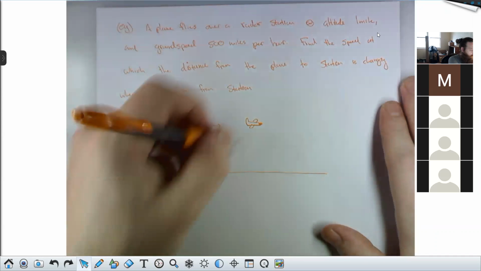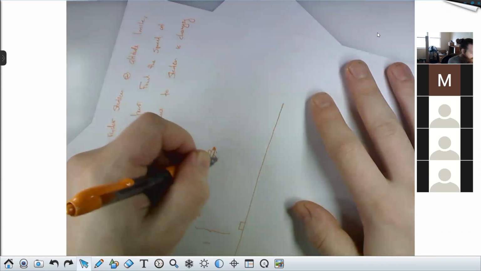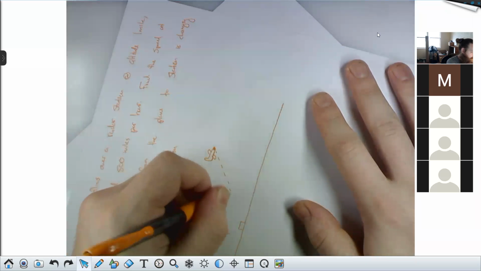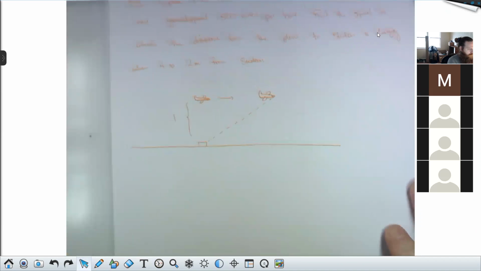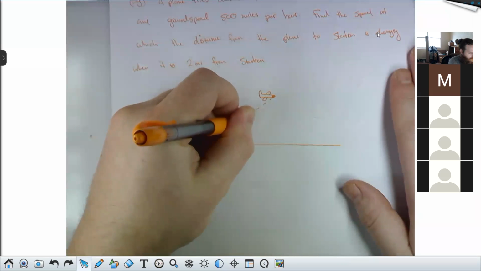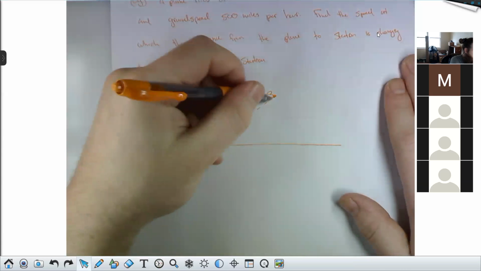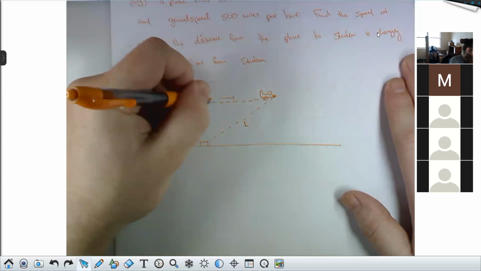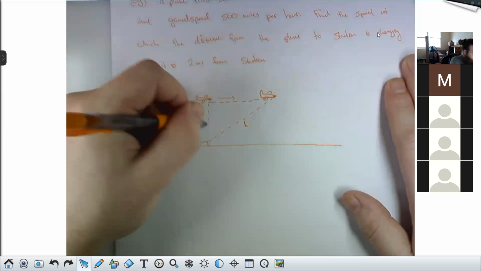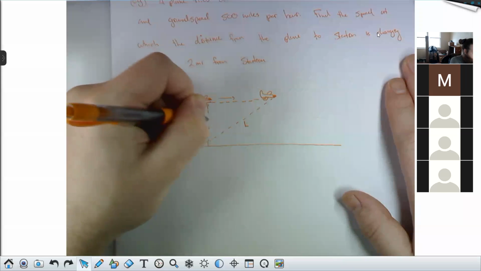They say they want to know how fast the distance from the plane to the station is changing. That's this distance. I'll call it L. I don't want to use the letter D anywhere in here because the letter D is reserved for the derivative. But the nice observation is that this forms a right triangle. It doesn't look like a right triangle. It's a right triangle.